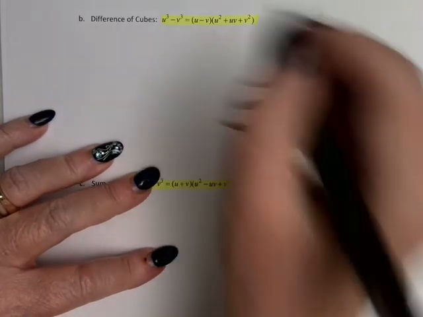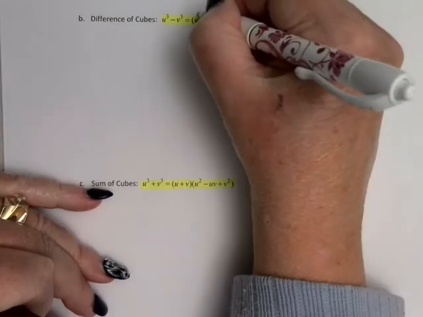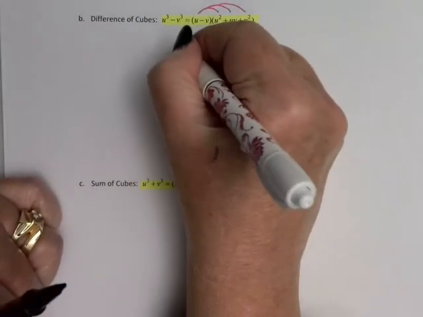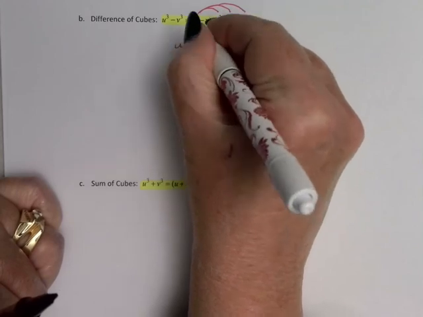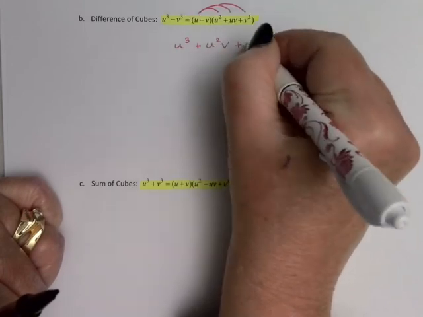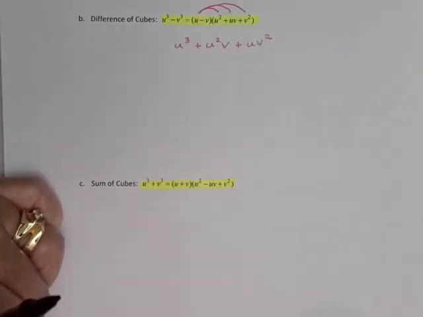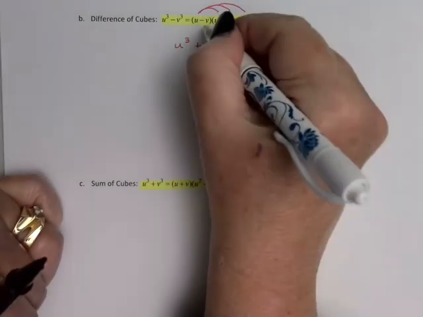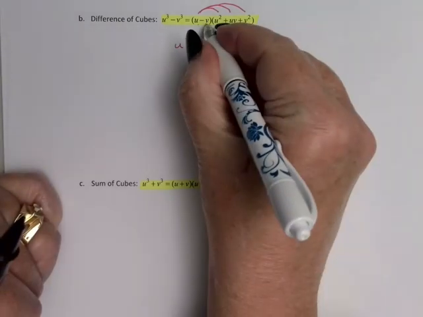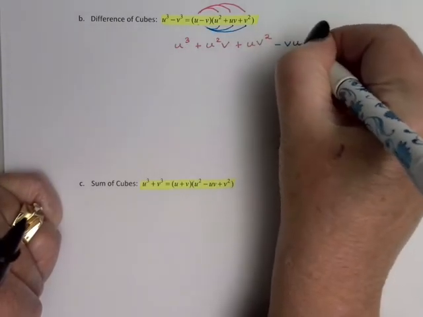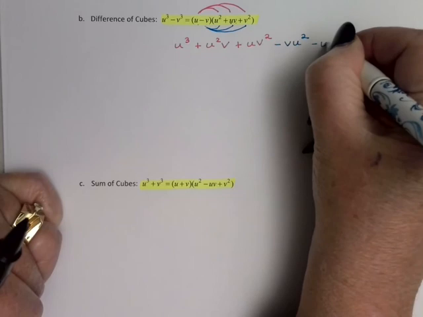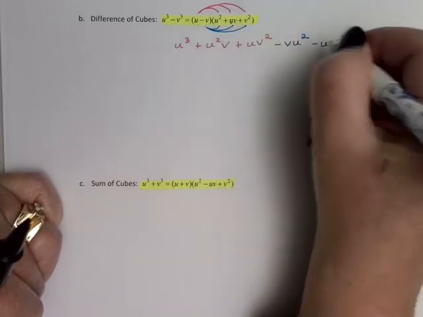So I'm going to start by distributing the u into these parentheses. That would give me u cubed plus u squared times v plus u times v squared. Now I'm going to distribute the negative v. That's going to give me minus v times u squared minus u times v squared and minus v cubed.